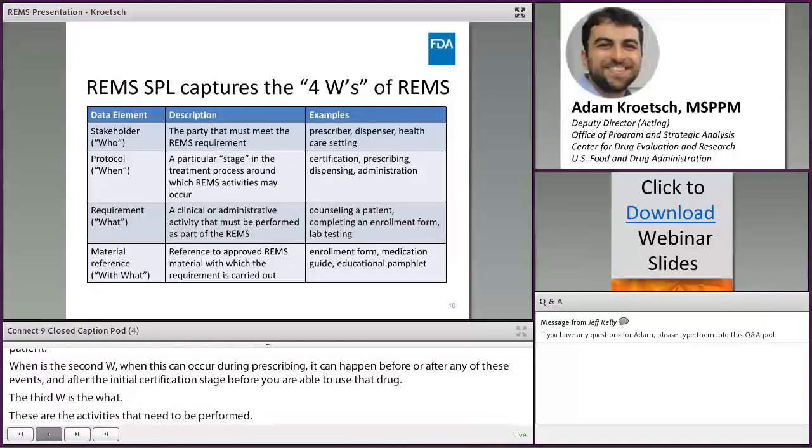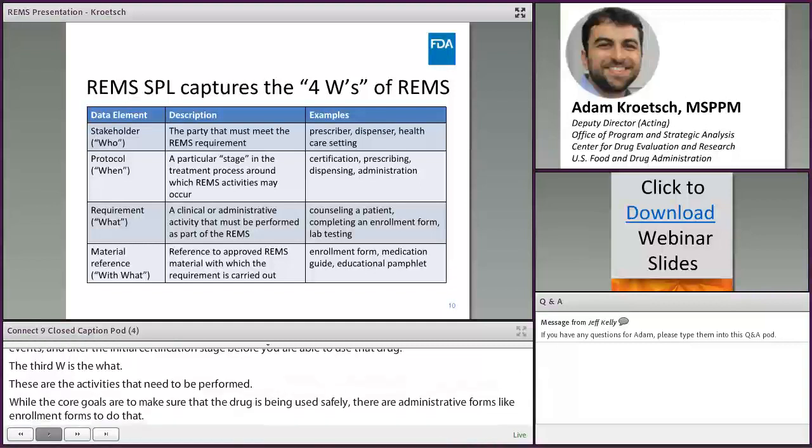But in addition to that, you want to know whether there are lab tests that need to be done, whether patients need to be counseled, or any other requirement that you need to meet at a particular time. And then finally, the last W is with what. And this is a reference to any approved REMS material with which the requirement is carried out.